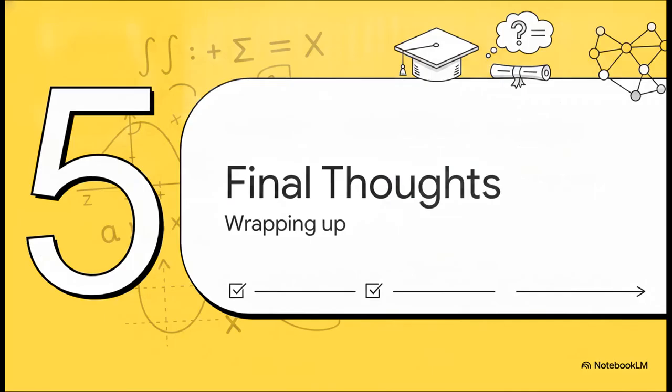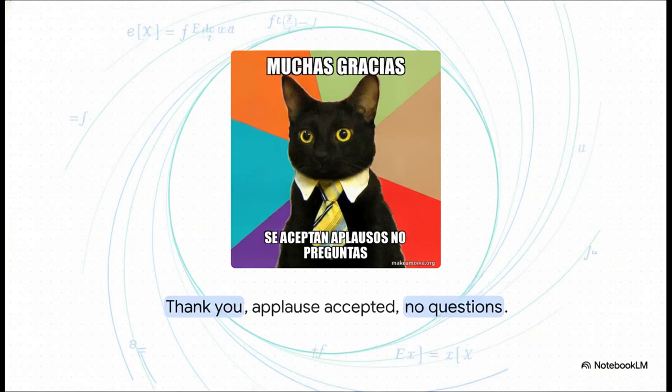Section 5, Final Thoughts. And this brilliantly illustrates the absolute perfect way to wrap up. The source material ends with this fantastic cat meme. For those who don't read Spanish, the text translates to, "Thank you very much, applause is accepted, no questions." I absolutely love that. It is a super fun, tension-relieving reward from the author after powering through a robust walkthrough of one-dimensional continuous random variables.